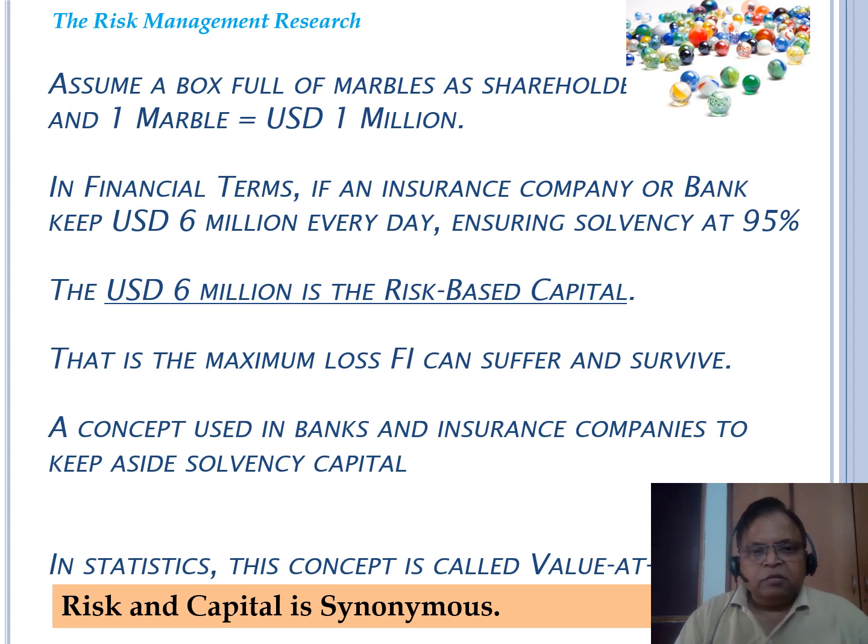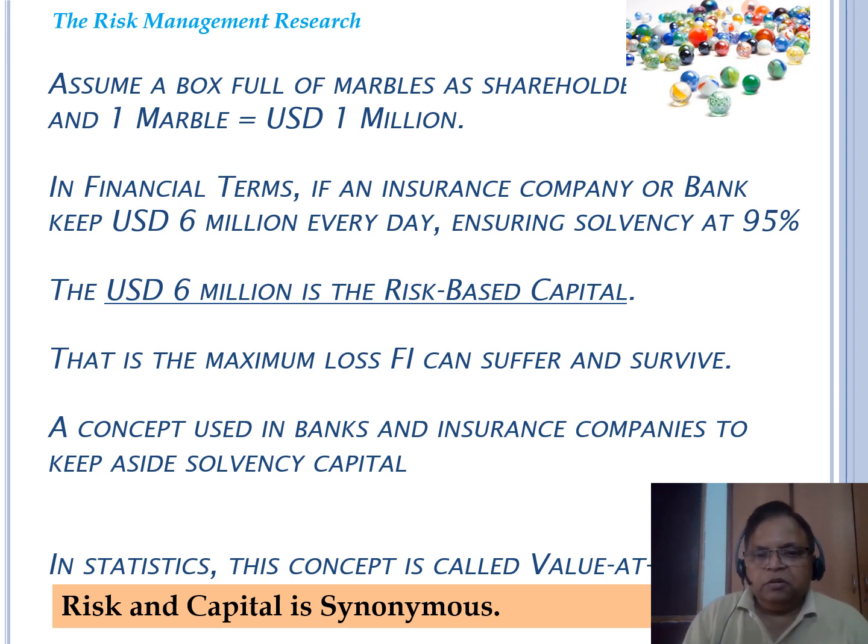So this is the maximum loss any financial institution can suffer and survive. The concept that I am saying is turning the same thing into the risk-based capital regime, that $6 million. Let's not get into the number of the $6 million. I've just converted my simple six marbles into the $6 million. In reality, this number could be a different number. It is a concept used in a bank and an insurance company to keep aside the solvency capital.